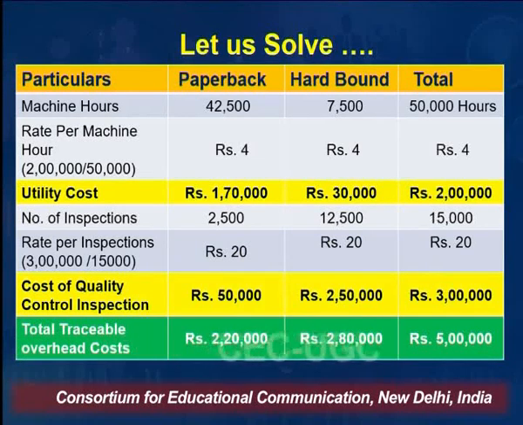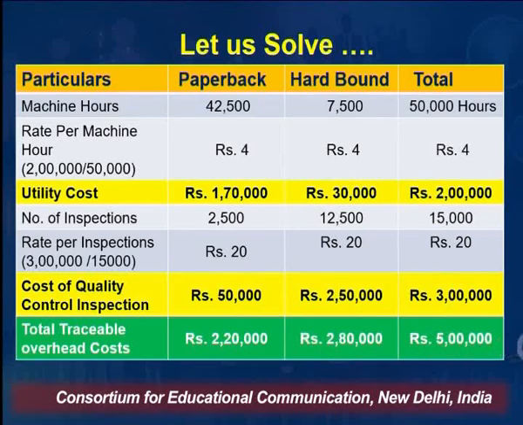What I have done, I have computed rate per machine hour and then allocated this utility cost to both the variants of your product, that is paperback and hardbound. So step 1 is done. So for machine hour, we had machine hours, we have rate per machine hour, and we have allocated utility cost to both the products. The same process we shall be following for number of inspections.